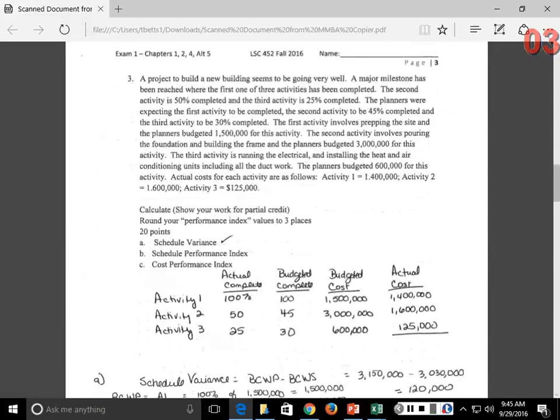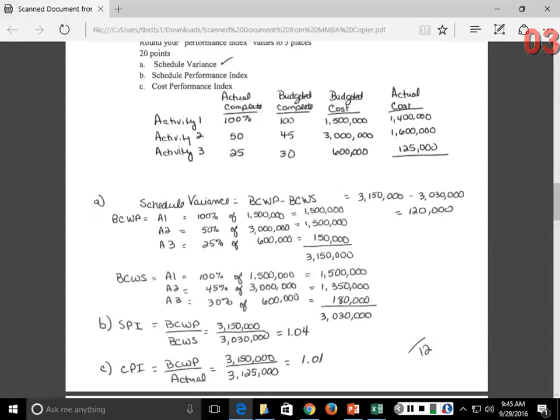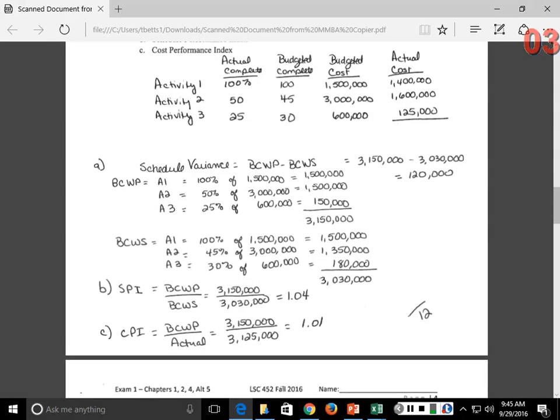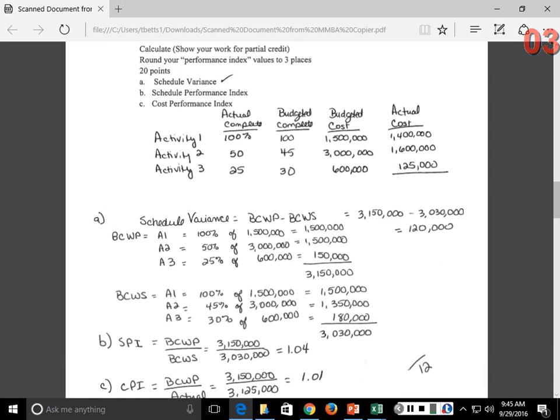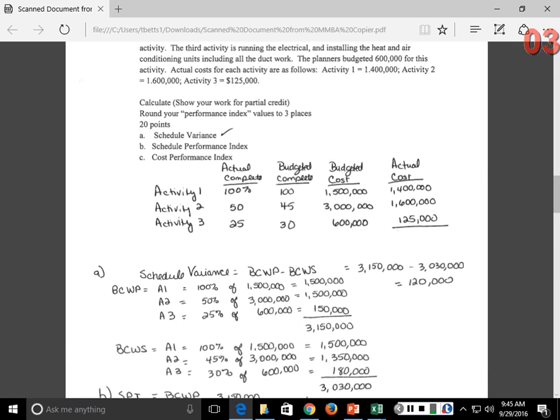Nope. All right. And then the next one is where we were going to work with schedule variances, budgeted cost of work scheduled, budgeted cost of work performed. Okay. So in order to crunch the numbers on this one, I find it easiest to set up the table of actual work completed for each activity, budgeted work completed, then identifying the budgeted cost and the actual cost, right? And so here's the information that we have from the problem.